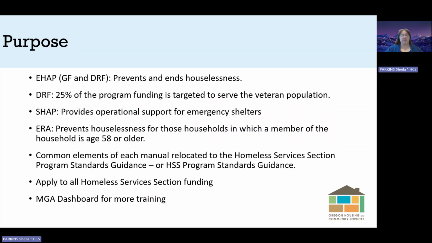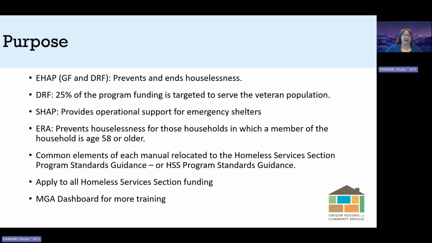Generally, EHAP, whether through state general funds or the document recording fee, is designed to prevent and end houselessness. 25% of the program funding through the document recording fee is targeted to serve the veteran population. SHAP is designed to provide operational support for emergency shelters, and ERA is designed to prevent houselessness for those households in which there is a member age 58 or older.